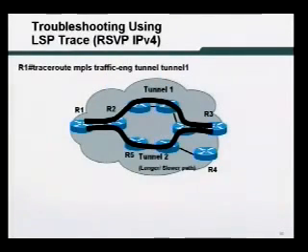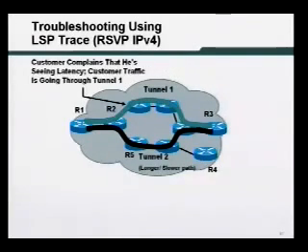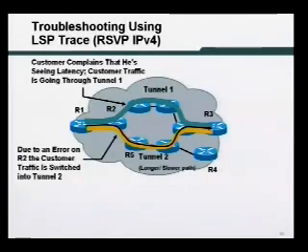Now, let's take another example. In this case, I have the same head end, and I also have the same tail end. Again, I have a customer sending some higher priority traffic, bringing some premium dollars to you, and his traffic should be taking tunnel one. He's complaining that he's not getting the performance that he was supposed to get. His traffic was supposed to go through tunnel one. What has happened is that due to some error on R2, the traffic is switched onto tunnel two.